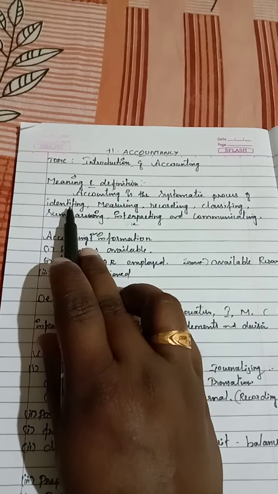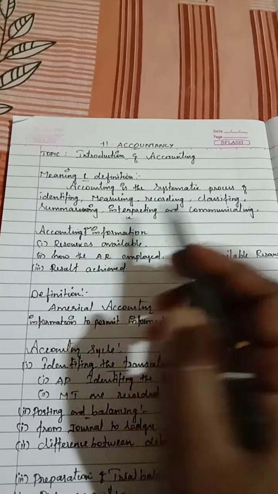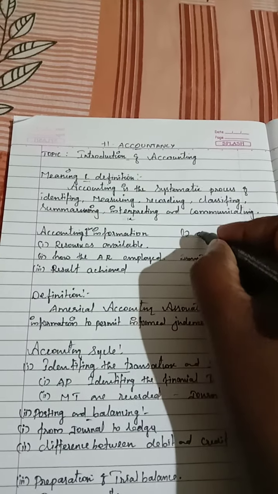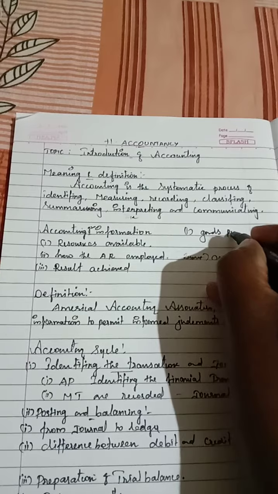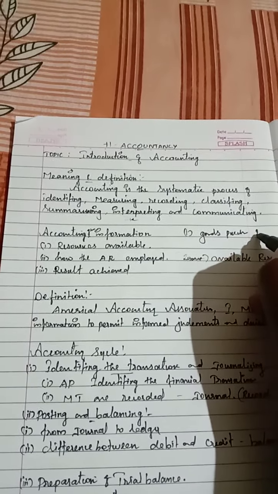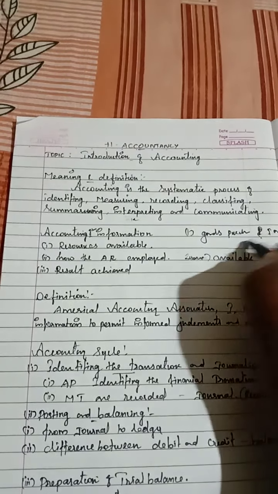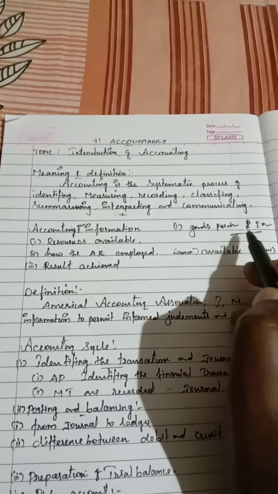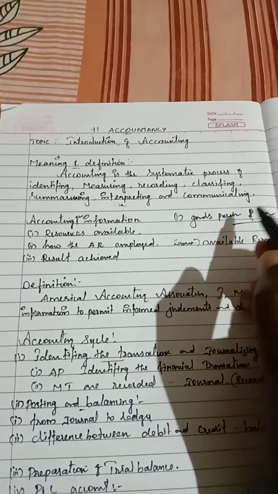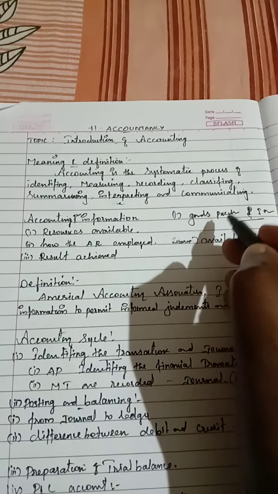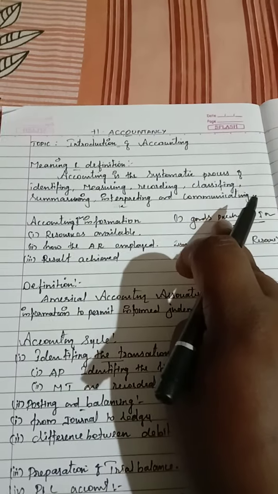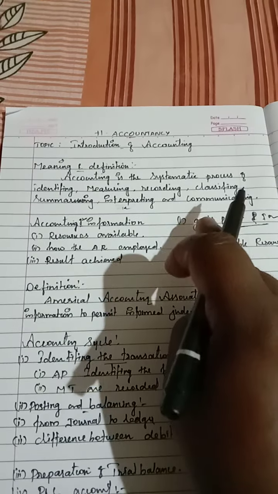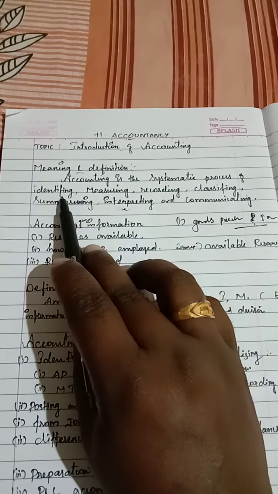First one is identifying. For example, goods purchased for rupees 5,000 is the identify. This is one of the transactions. This transaction has to be identified in the accounts, and it is known as identifying.